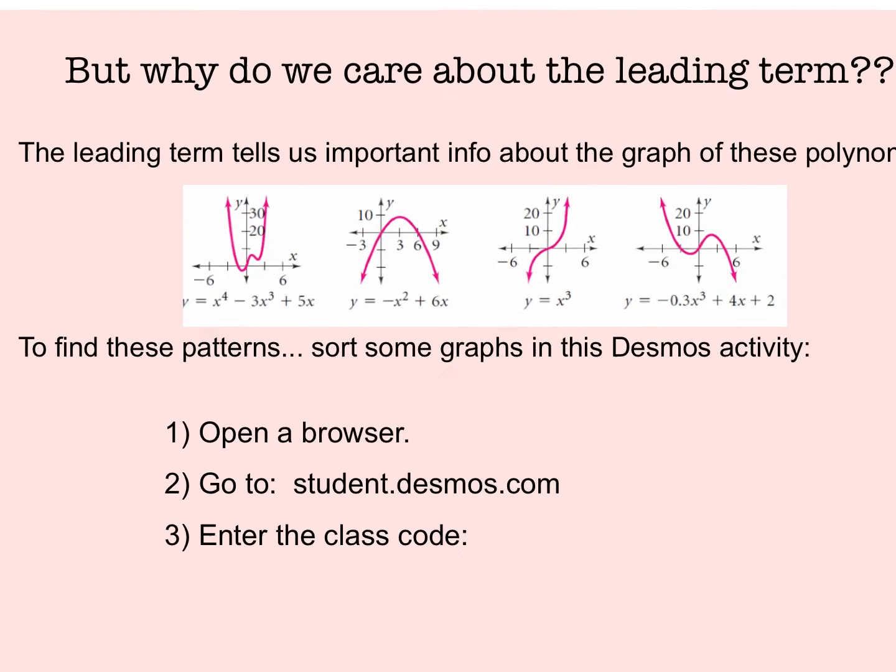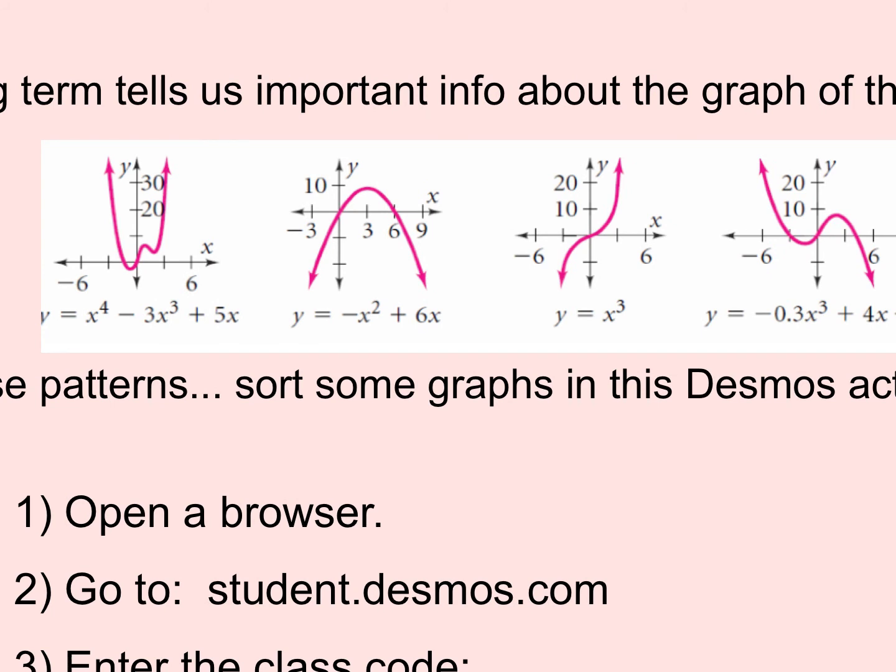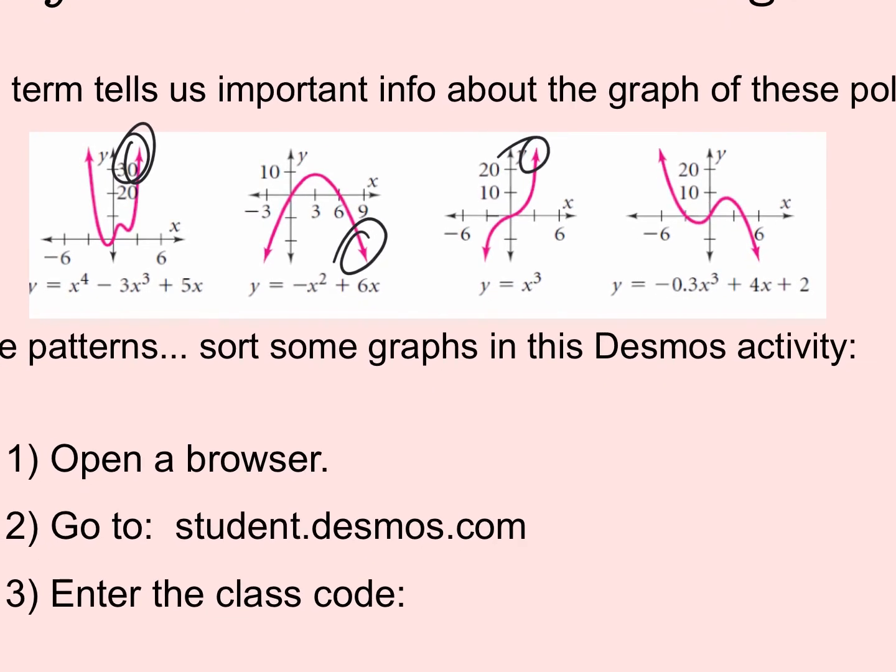So when you look at these graphs, right away, because I'm experienced at this, I look at this, and this, and this, and that. You know why? Because the right side's up here, so this one's positive. The lead term's got to be positive. This one's down, so the lead term's got to be negative.